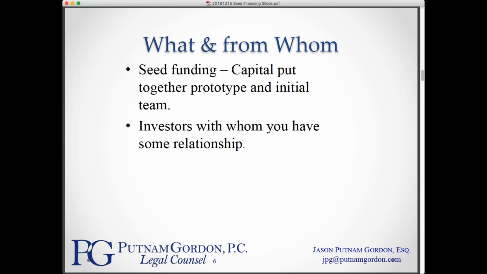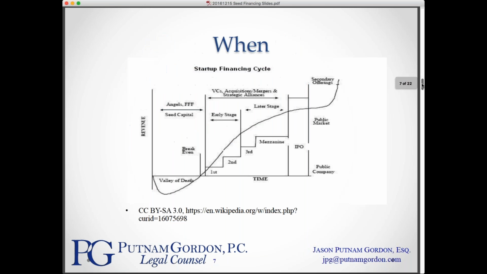So let's just dive down a little bit more and talk about where specifically in the life cycle there's seed financing, as well as how much money we're talking about here. So here's a great little graphic that I just found the other day. It was even just on Wikipedia, which we're allowed to use.